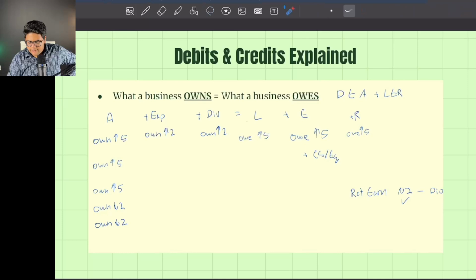Again, you can rephrase this however you want. It's all going to equal out either way. I just have assets and expenses before dividends, but it doesn't matter. But now you have own and owe, right? We're clear on that principle.